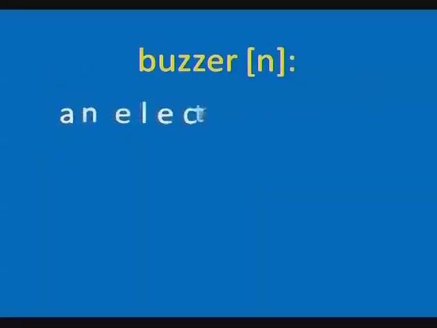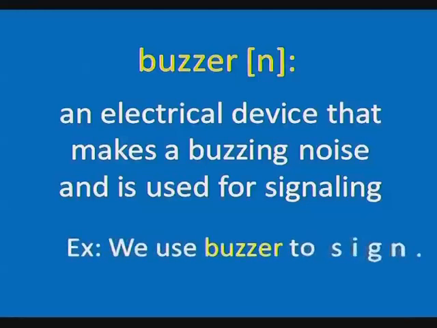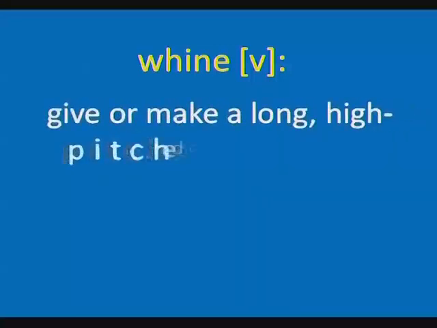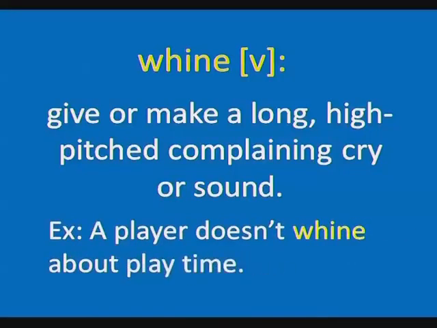Buzzer. It is used as a noun that means an electrical device that makes a buzzing noise and is used for signaling. We use a buzzer to signal. Whine. It is used as a verb that means give or make a long high pitched complaining cry or sound. For example, a player does not whine about playtime.